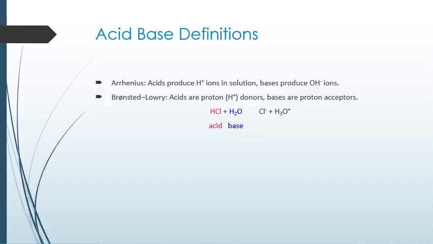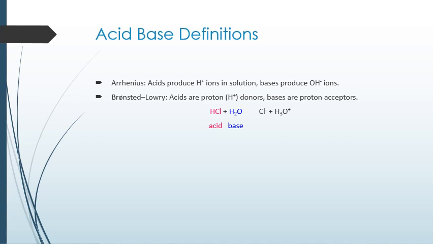There are three main ways that we define acids and bases. The first is by the Arrhenius definition, which says that any acid will be a substance that will produce hydrogen ions in solution, while bases will be any substances that will produce OH- ions in solution.